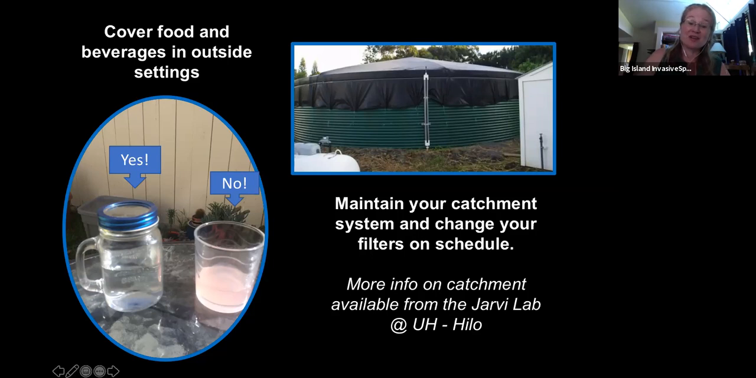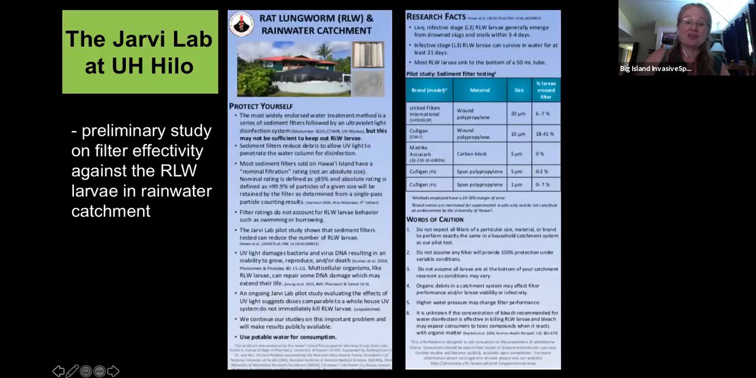So the main thing you want to do is maintain your catchment water. People get really caught up in, oh my God, what is the perfect catchment system? Have filters on your catchment, and change them often. Keep on top of that, because rat lungworm is not the only waterborne disease that folks in Hawaii get from catchment water. There's a number of them. You can go on the Department of Health website and scare yourself a little bit. So just be really careful.